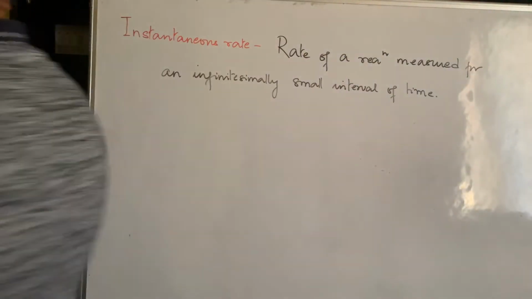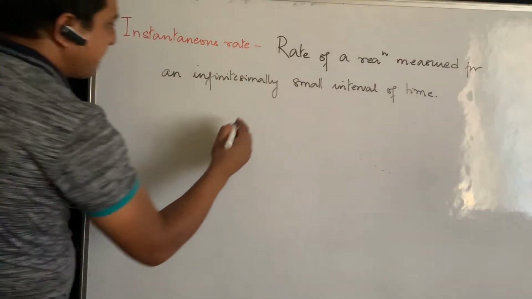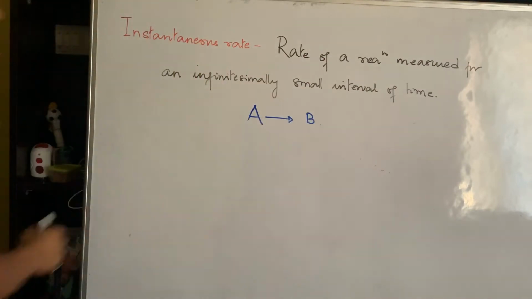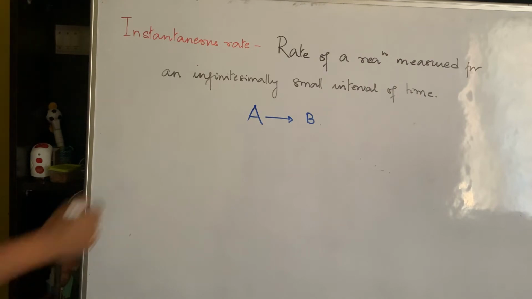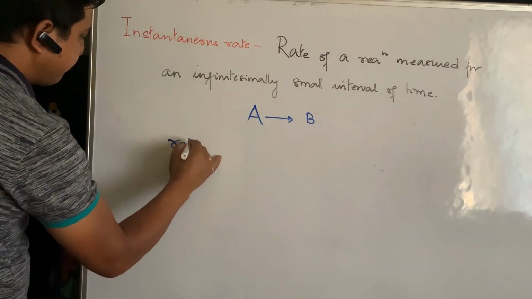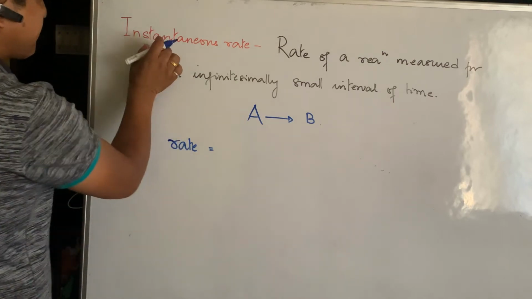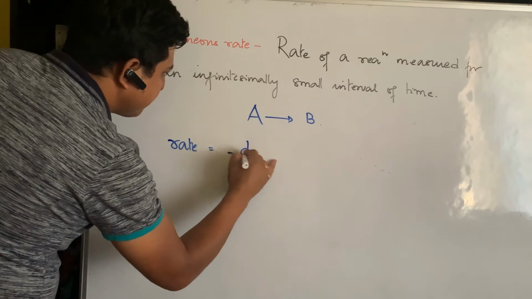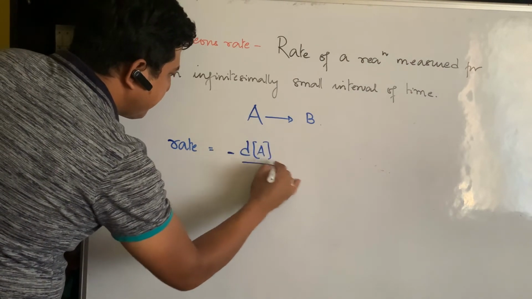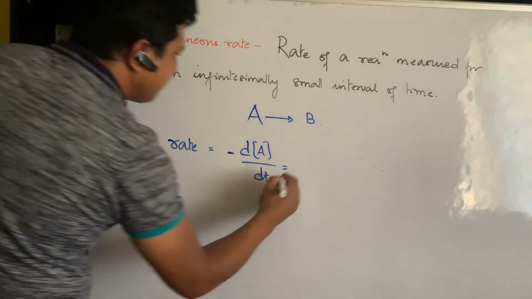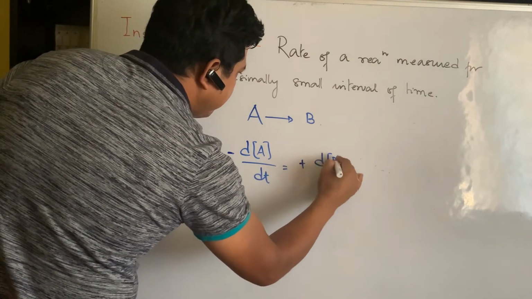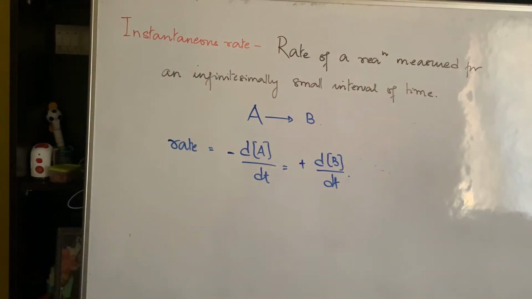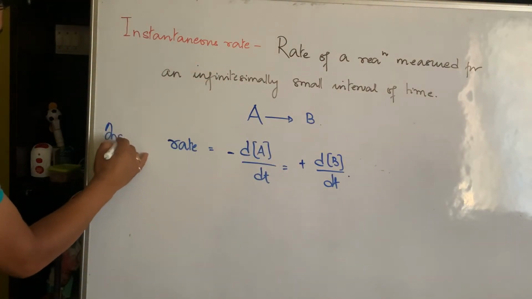Once more, I am going to consider the same hypothetical reaction A to B. Now what will be the rate of a reaction? The instantaneous rate of a reaction will be equal to minus dA by dt. In terms of product, it will be plus dB by dt. So this is the instantaneous rate.